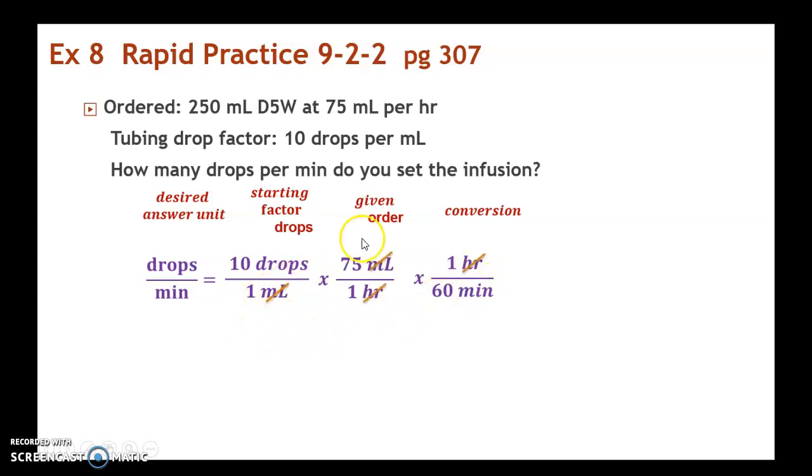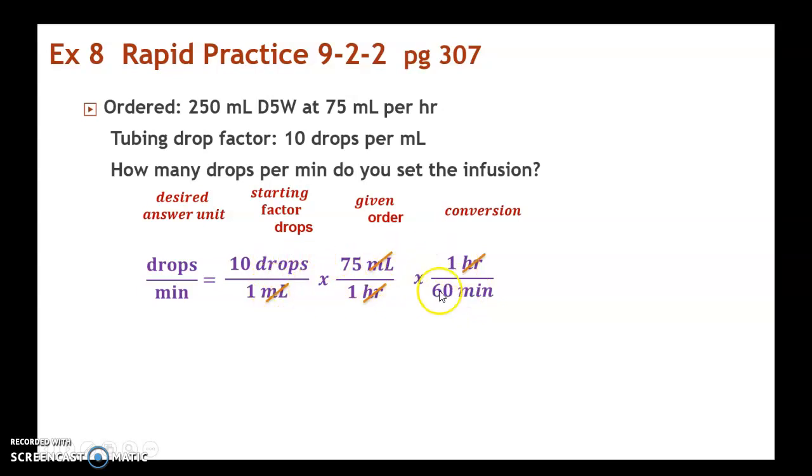Let's look at our units. The milliliters cancel, the hours cancel, we have drops on top and minutes on bottom, so we should be good to go. But I wanted to point out the red words that I have up here. It just kind of helps guide you on what the usual is. If we start off with our desired answer unit, if we're working drops per minute, usually that starting piece is going to be our drop factor, and then we will jump to our order, and then most times you're going to have a conversion because usually that order is written in hours and we need it written for minutes. So do your math.